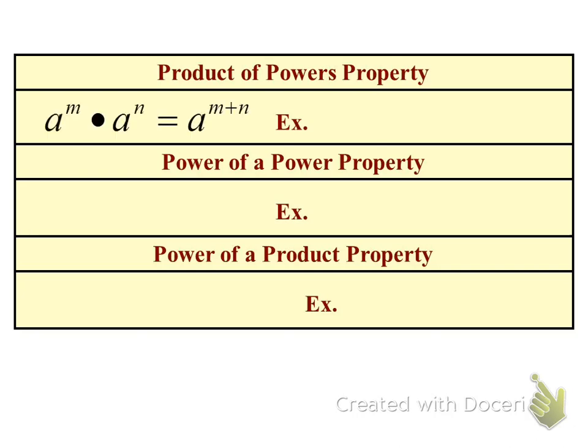We've already been exposed to this rule. A to the m times a to the n means you're going to add those exponents. So for example, if I have the same base of 3, I could just add those exponents, 2 plus 7, leaving me with 3 to the 9th, which if I need to plug it into my calculator, I can and move on.